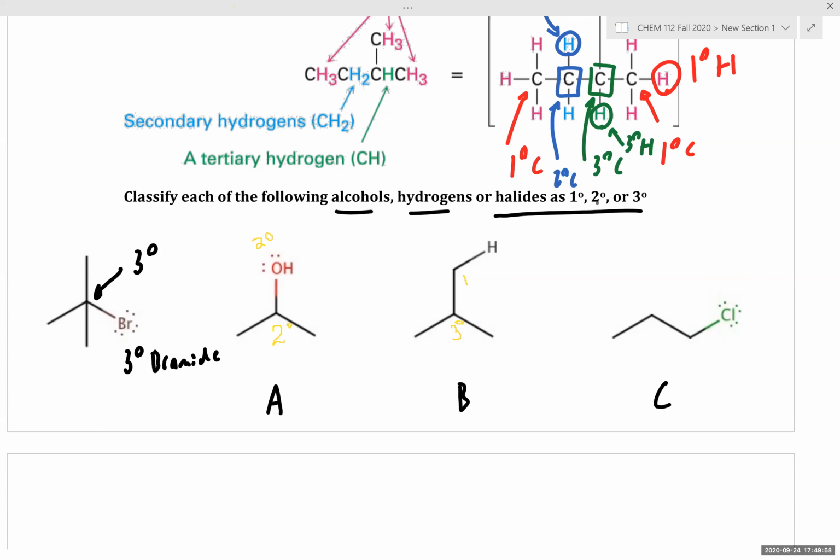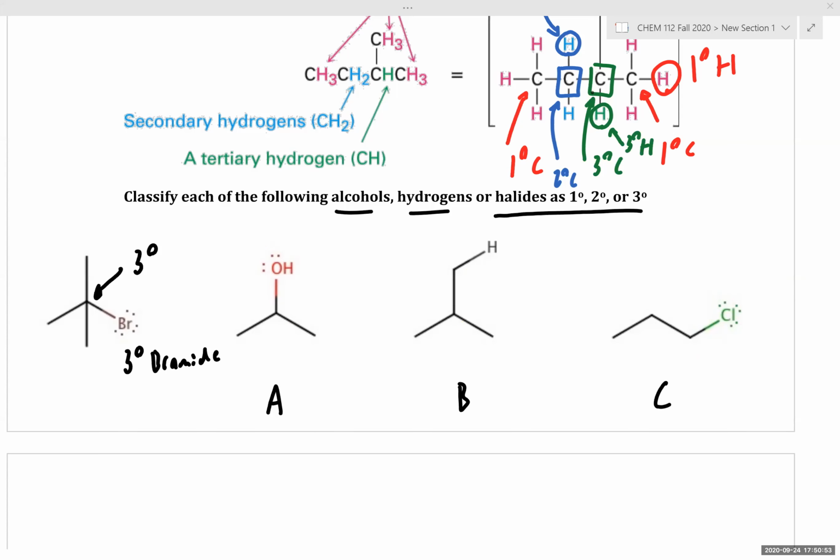And remember to pay special attention to the carbon that your substituent is attached to. So we're starting to see a reasonable pool of responses in the chat. So let's discuss these examples.